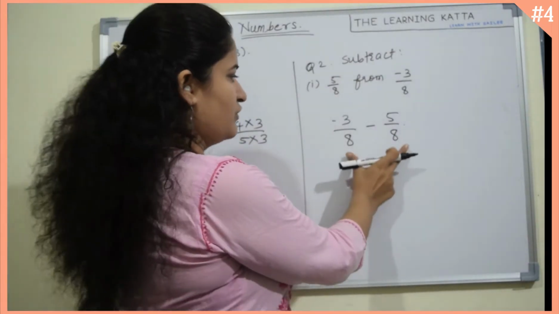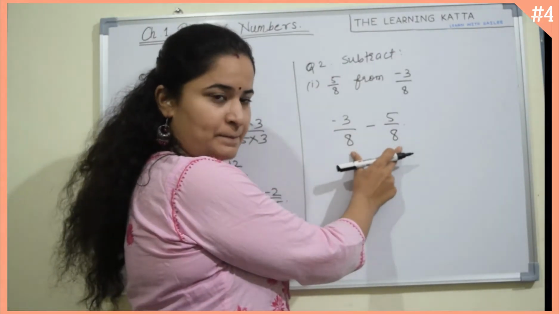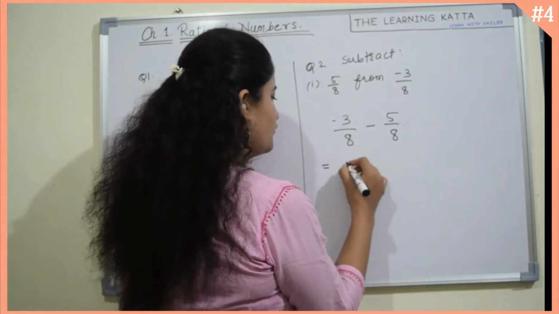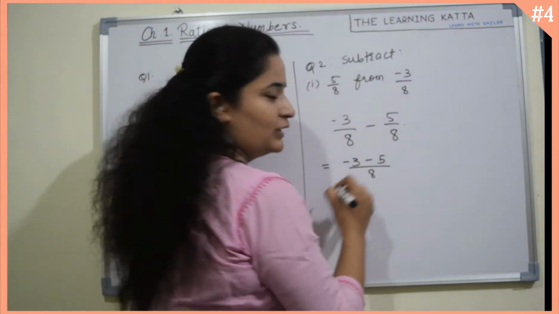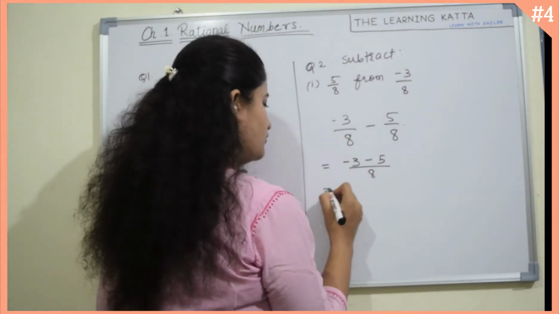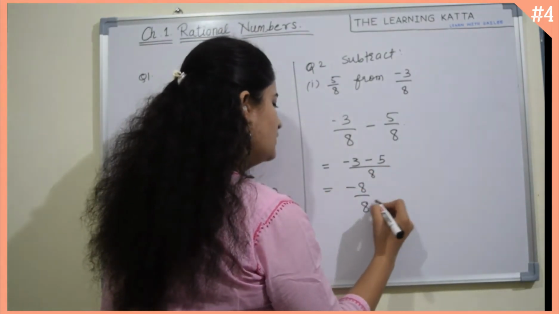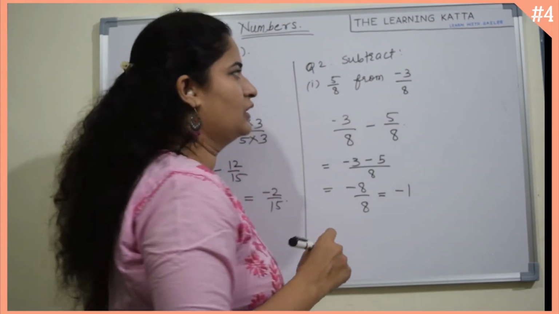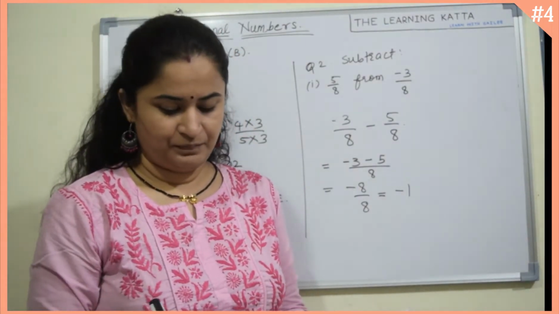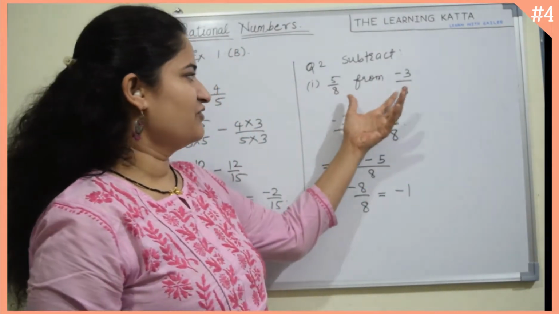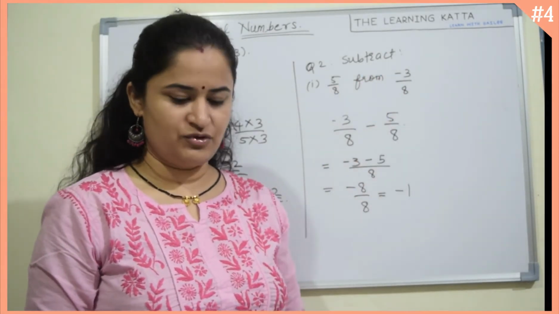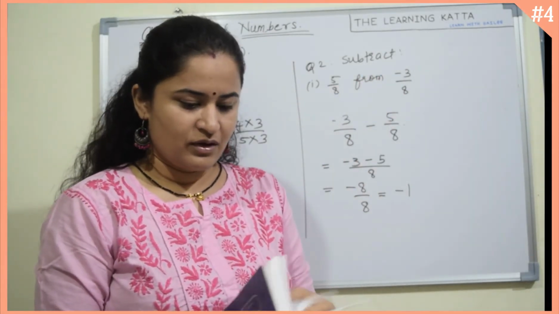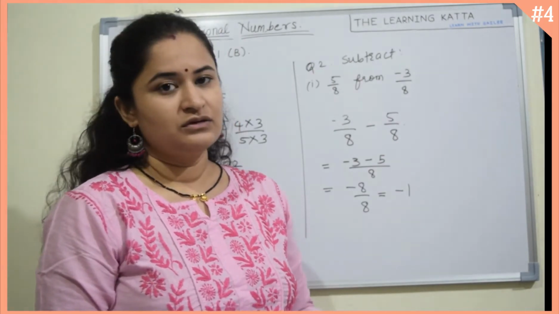Now we will solve it. Now if you see, denominators are same, so we can directly perform the operations. So that gives us minus 3 minus 5 upon 8. We just combine them. So it gives you minus 8 upon 8, which reduces to minus 1. This is how you solve it. So only difference is they have mentioned the word "from" here, because some students get confused. It is confusing. Now we will move to the fourth question.